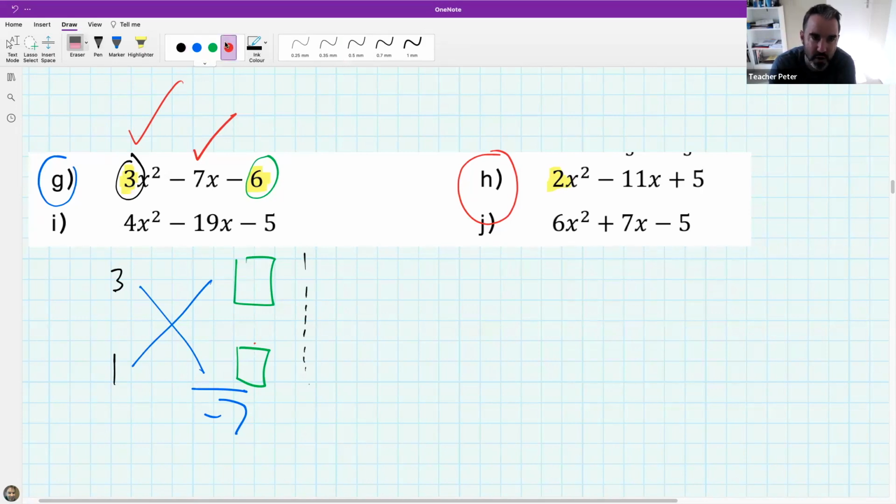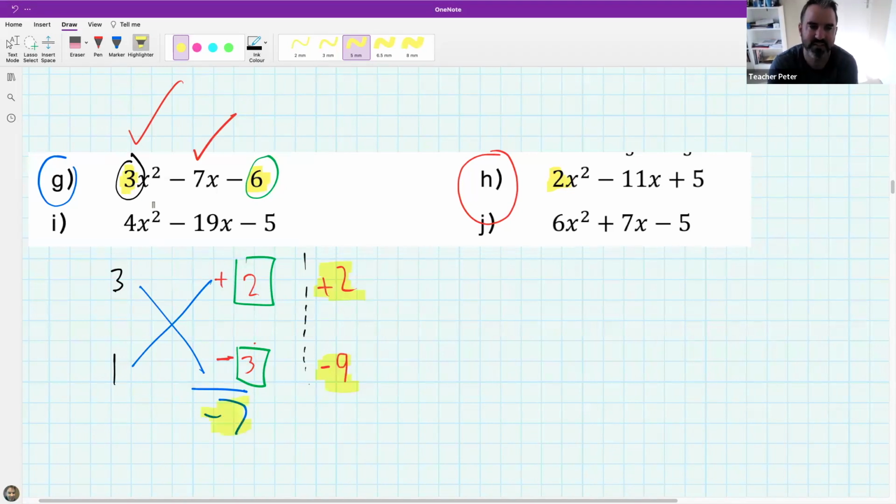So I'm going to move to my other option, which was a 2 and a 3. 3 times 3 is a 9. 1 times 2 is 2. 9 and 2 can get you to 7. But I need negative. So I put a negative here. 3 times -3 is -9. 1 times +2 is +2. And now I check. Is +2 minus 9 minus 7? Yes. So I do a little happy dance inside. I'm feeling good. But I still got to write it down.